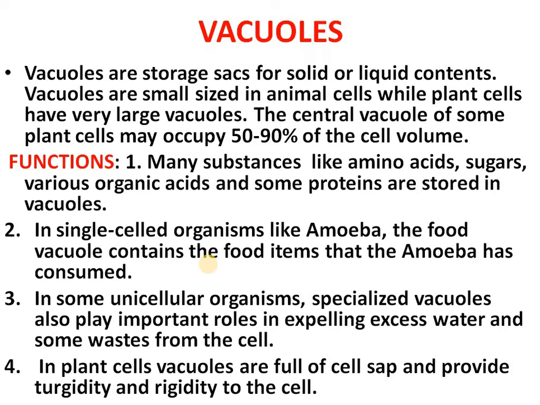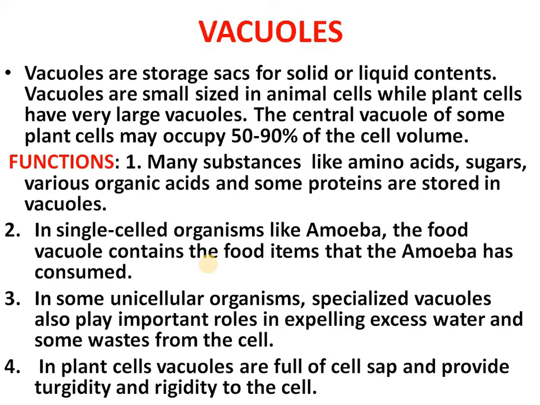In some unicellular organisms, specialized vacuoles also play important roles in expelling excess water and some waste from the cell. Even there are some vacuoles in unicellular organisms like amoeba. When the food is digested, these vacuoles will help in the expelling of excess water and waste outside the cell.